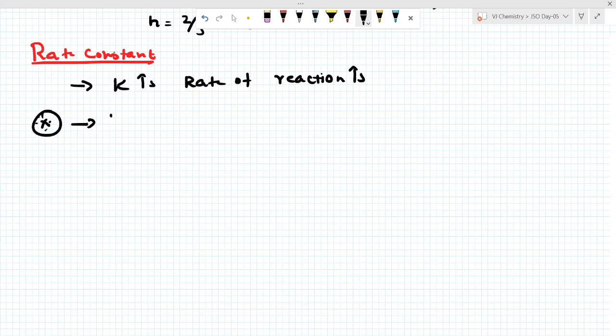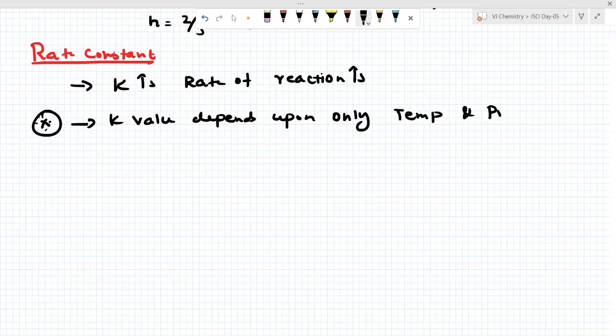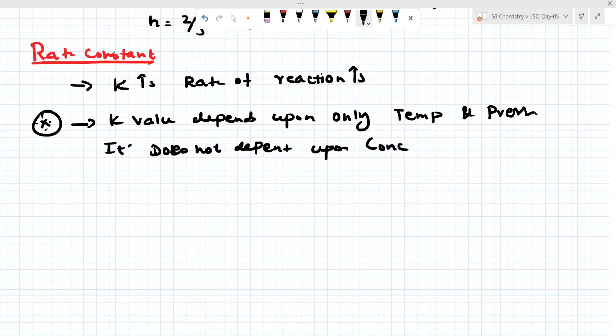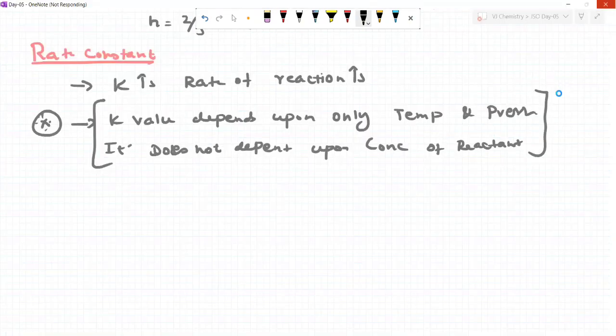Another important point. Now listen: the k value depends only upon temperature and pressure. It does not depend upon the concentration of reactant. This is most important, please note. This is most important from the exam point of view, very, very important. Please note.